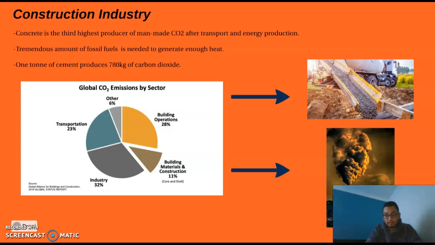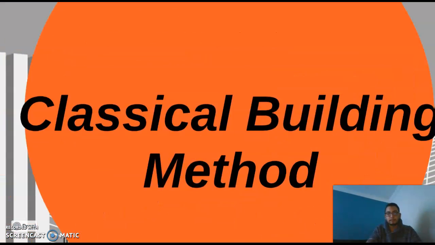One example of this is that we analyze this graphic, and if we consider two aspects, for example, building operations and building materials and construction, we have 39% of carbon dioxide produced by this industry, and it's obvious that it's going to increase the greenhouse emissions in our environment.